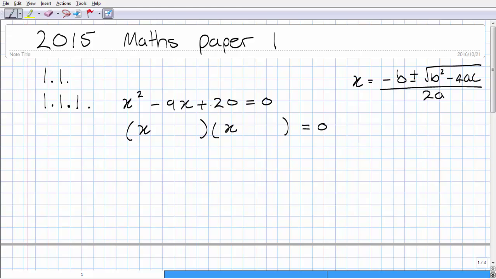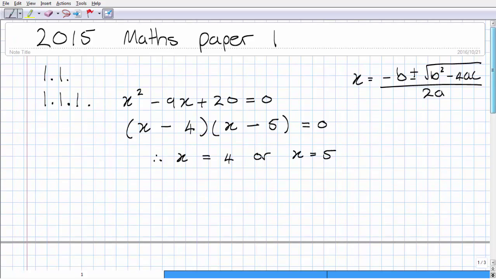Or you can think a bit and say, what are the multiples of 20? We know the multiples of 20 are 4 and 5. That's quite a simple one. 10 and 2 are also multiples. Now which ones add to get 9? 4 and 5, clearly 4 plus 5 gives us 9, or minus 4 minus 5. So we know we're going to have a 4 and a 5. It doesn't matter which one goes where, but what does matter is which one gets a positive and which one gets a negative. Because we have a negative over here and a positive over there, both of them must be negative. So we get negative 4, negative 5. Therefore x equals 4 or x equals 5.